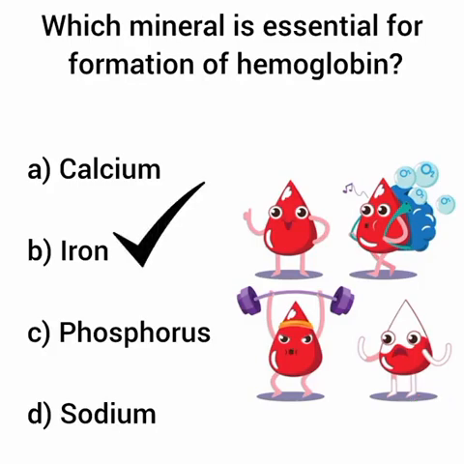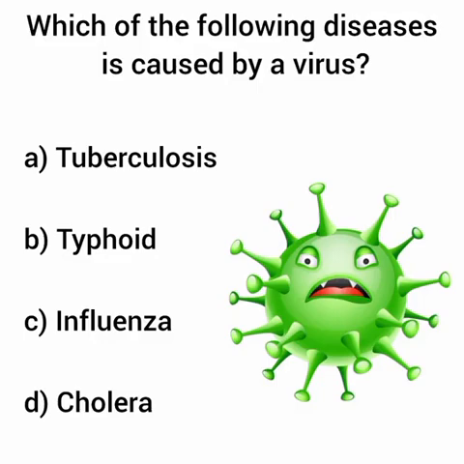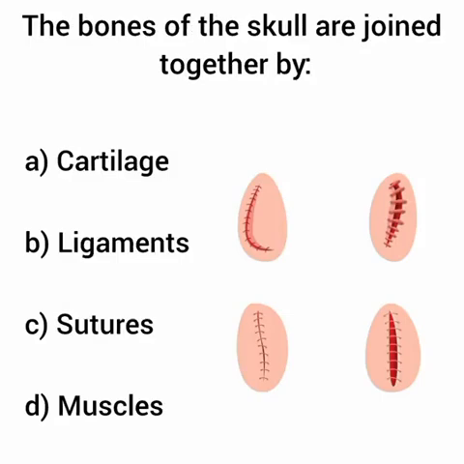Answer B. Iron. The largest part of the human digestive system is. Answer B. Small intestine. Which of the following diseases is caused by a virus? Answer C. Influenza. The bones of the skull are joined together by.